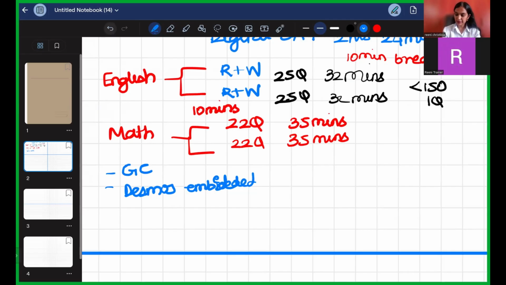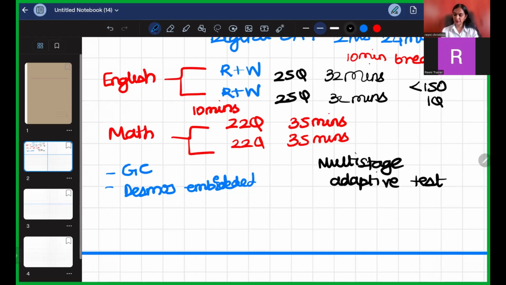Most importantly, this is a multi-stage adaptive test. What do I mean by multi-stage? Your performance in the first module determines how your second module comes. The difficulty level will change depending on your performance.